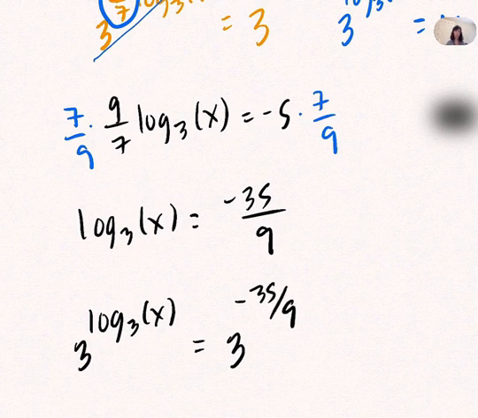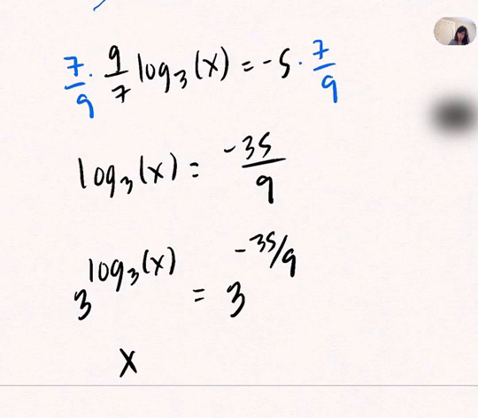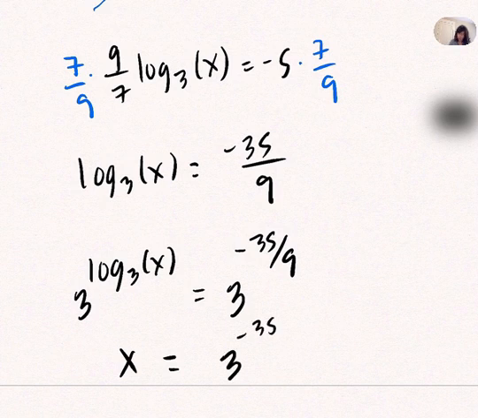So I put 3 as the base on both sides. Now, what's the purpose of putting 3 as the base on both sides? Because now, right here, 3 to the log base 3 of x is just equal to x. So it's a way of getting rid of the log. And that is equal to 3 to the negative 35 over 9.